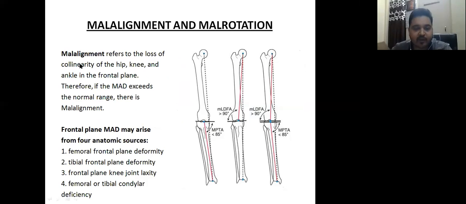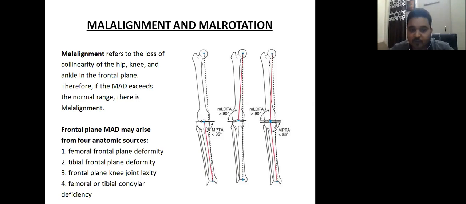So malalignment refers to the loss of collinearity of the hip, knee, and the ankle in the frontal plane. So if the mechanical axis deviation exceeds the normal range, which I will tell further, then it is said to be malalignment. So basically we will talk about the frontal plane malalignment as well as the sagittal plane malalignment. So frontal plane malalignment may arise from four anatomic sources. We have to take into consideration four anatomical sources.